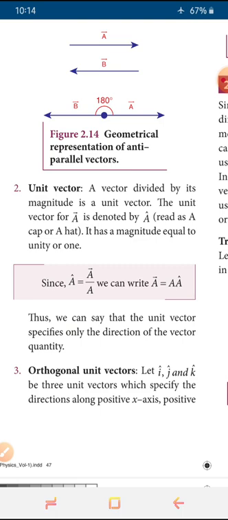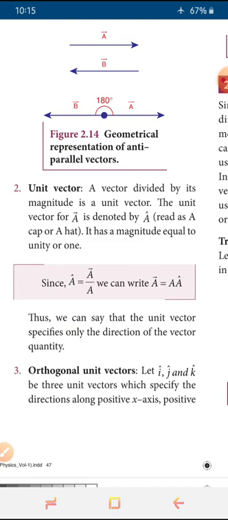ஒரு வெக்டர் கொடுத்துருக்கான், அந்த வேல்யூலேயே அதை நம்ம டிவைட் பண்ணுறோன்னா, அந்த மேக்னிடியூடில் நம்ம டிவைட் பண்ணுறோன்னா, that is called as unit vector. It is denoted by a hat, or we can write it a cap. Its magnitude is equal to unity or 1. Unity means that is nothing but 1.